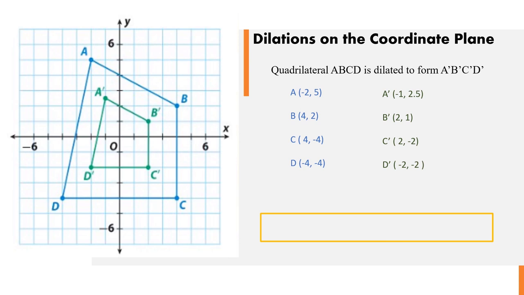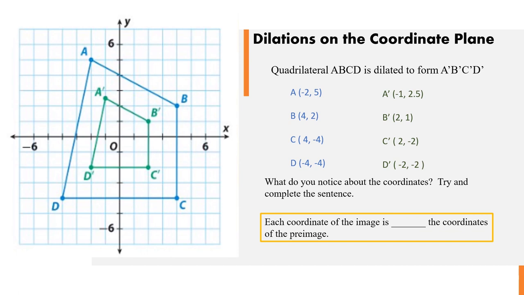So without knowing the side lengths, I can still figure out the scale factor by examining the coordinates. So I want you to take a second. Look at the coordinates of the pre-image in blue and the coordinates of the image. What do you notice about the coordinates? Try and complete this sentence. I'll give you about 15 seconds. All right, so hopefully you noticed that each coordinate of the image in green is 1/2 the coordinates of the pre-image. So because of that, we can say the scale factor is 1/2.